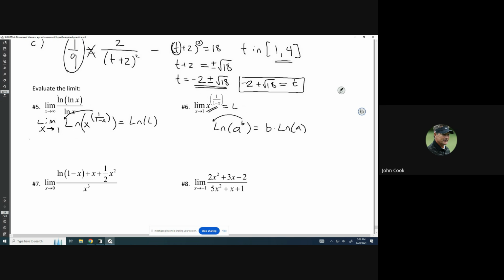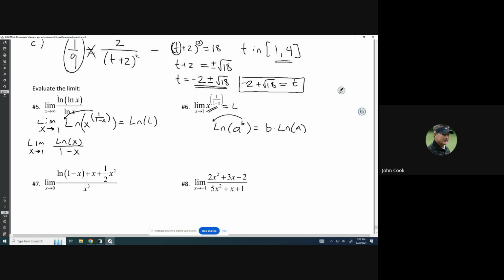So here's how I set up all my stuff. I get the limit as x goes to 1, and then it's going to now be 1 over 1 minus x, times the natural log of x. And I might even make that look a little bit nicer, because I can just move that x up top. So I'd make it look like this: natural log of x over 1 minus x.